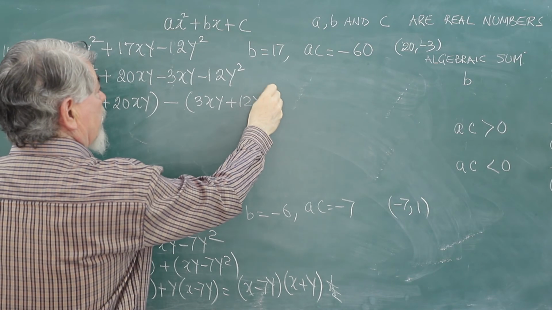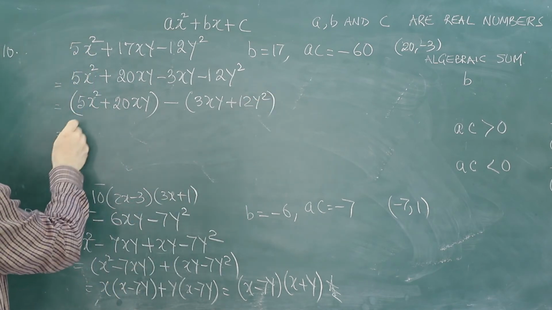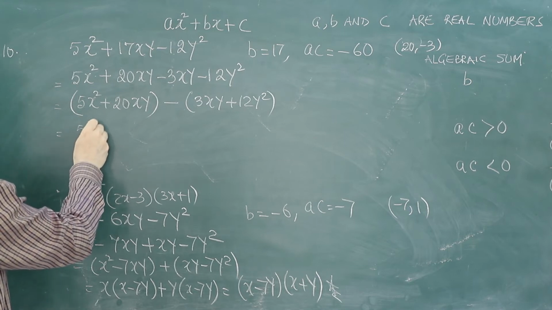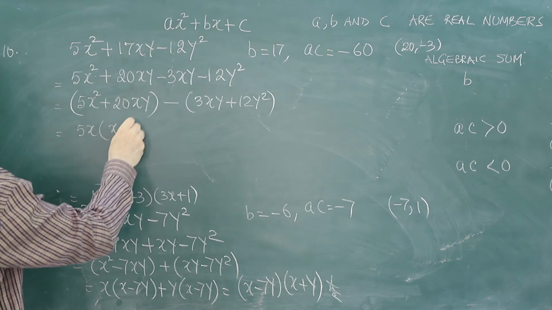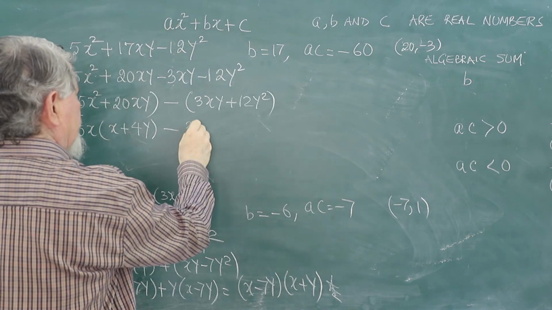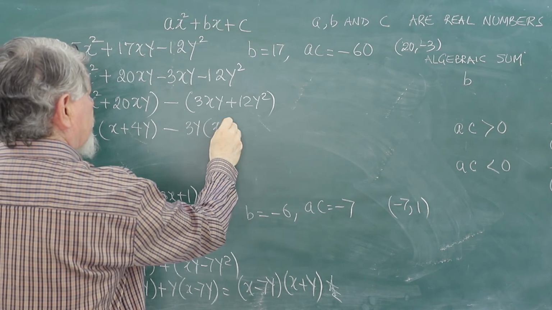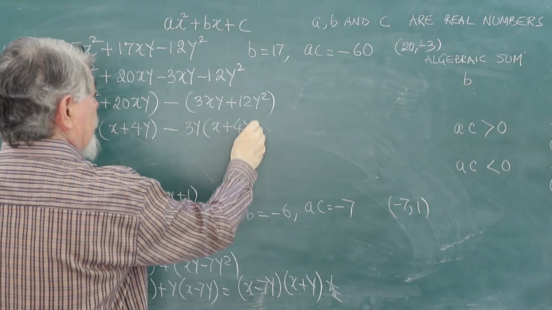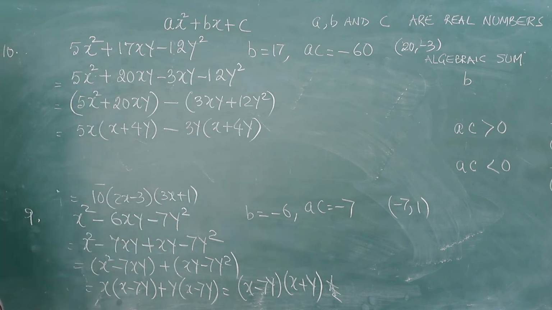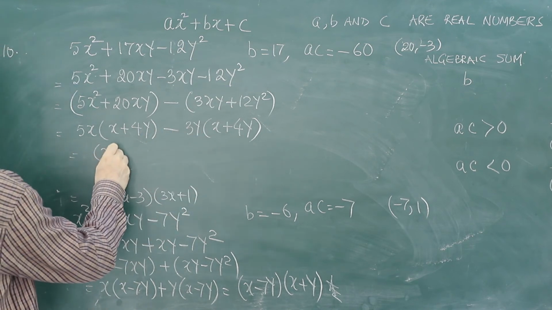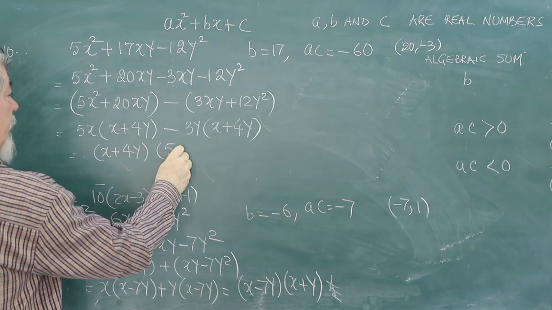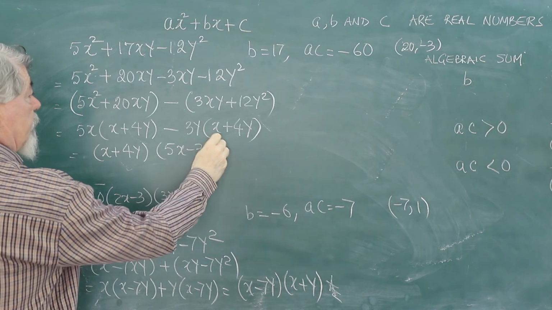I've taken minus out common. Out of these two, 5x is common. It will be left x plus 4y. Here I can take out minus 3y common and x plus 4y. You can see clearly that x plus 4y, x plus 4y is common. So x plus 4y and 5x minus 3y is the answer.